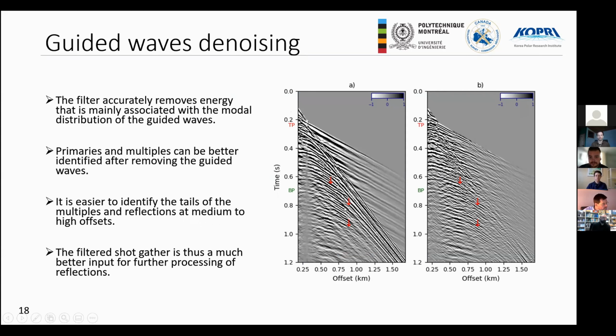So in here you can see that there's a lot of noise that cannot let us know what is happening. But in here, when we come in here, we can see very clearly the tail of the reflection or the multiple. So the filtered shot gather is a much better input for further processing of reflections.